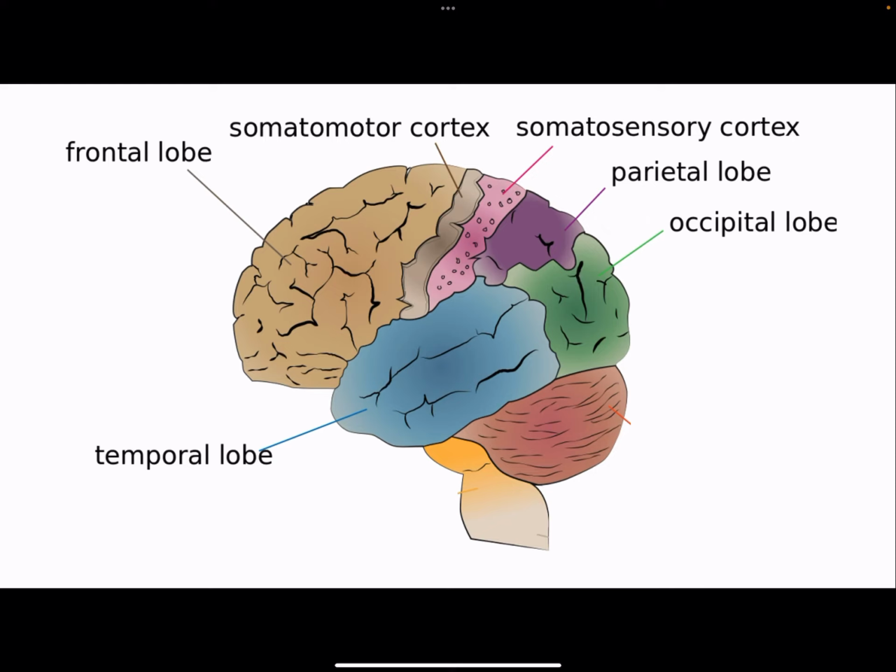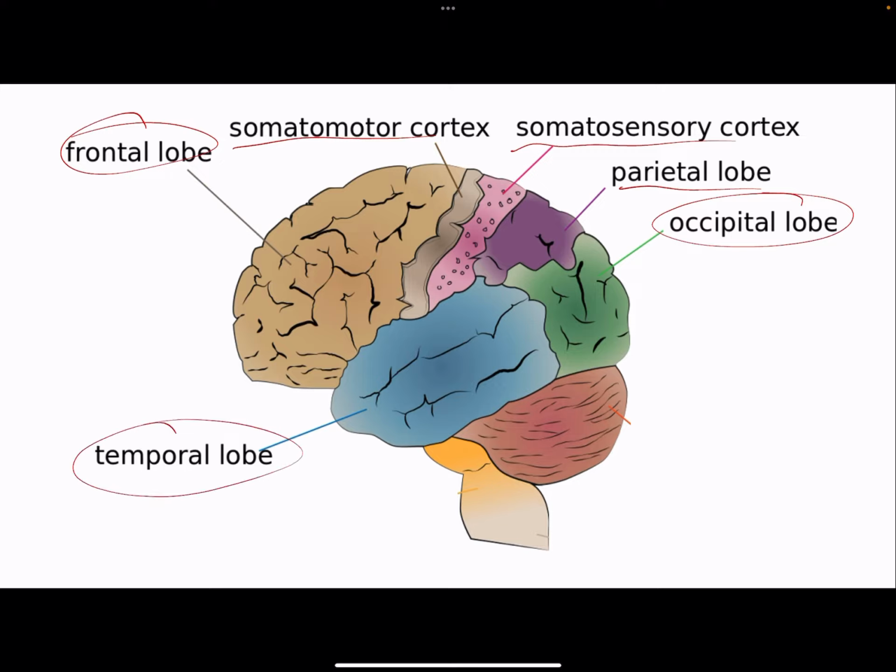So the frontal lobe is going to be for complex thought, emotion, and motor function. We have a density of motor function in the somatomotor cortex of the frontal lobe. Parietal lobe is for feeling and touching, and we're going to have a density of feeling, touching neurons in the somatosensory cortex, which borders the somatomotor cortex. Occipital lobe is going to be for vision. Temporal lobe is going to be for hearing, a little bit of emotion, a little bit of limbic system.